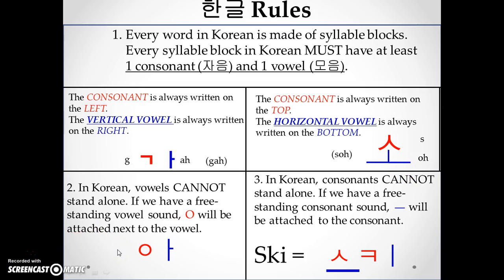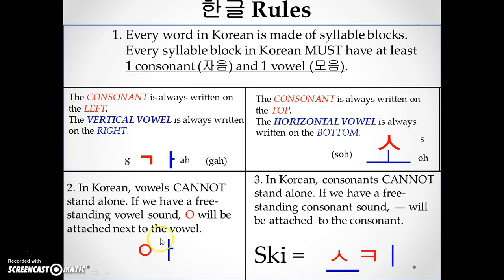Okay, in Korean, vowels cannot stand alone. So if we have the pure vowel sounds such as a, ya, o, yo, o, yo, u, i, they must have a freestanding vowel sound. So iun is going to be here, and this is considered silent.